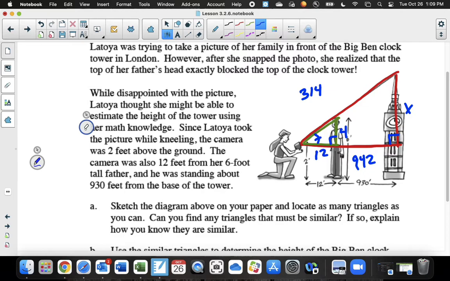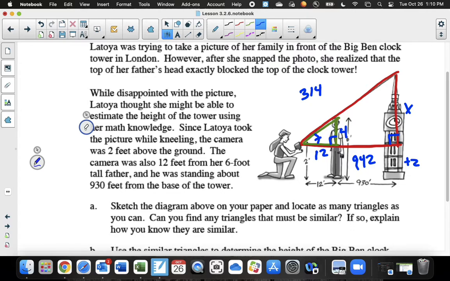Now, last question. That's not the height of the clock tower. Can anybody tell me what the height of the clock tower is? 360. Why? Don't forget that the camera's 2 feet off the ground here. Therefore, you have to add the 2 back on at the very end. So the actual total height is 316.